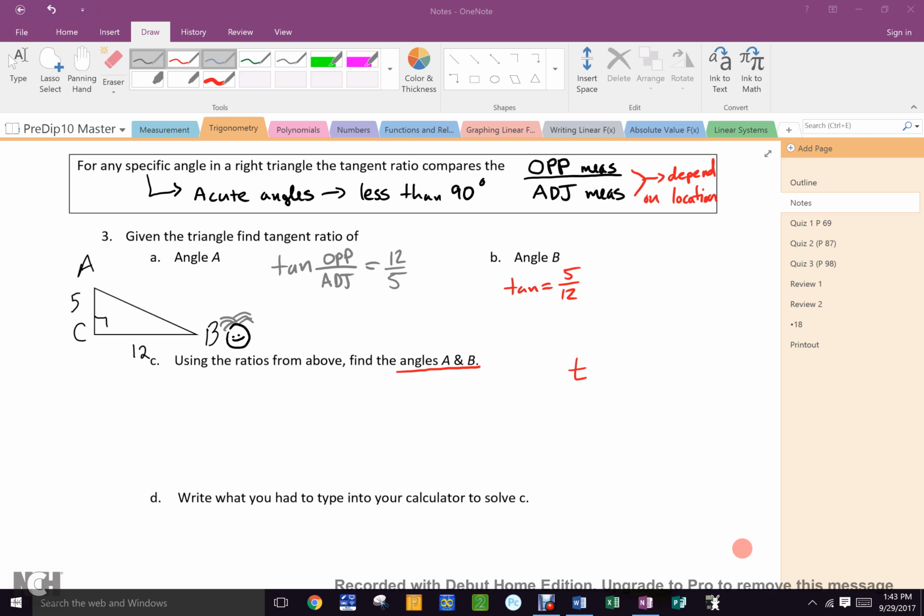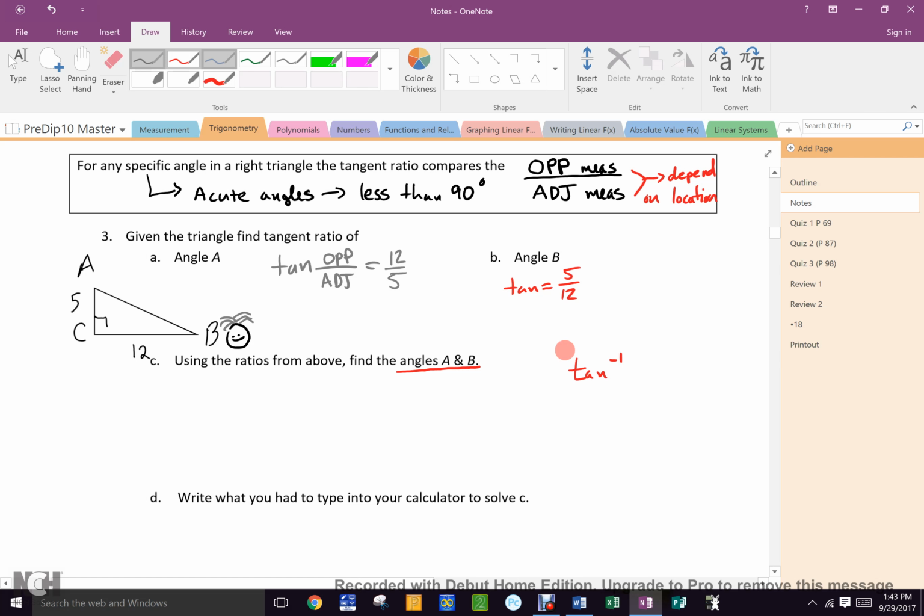Okay. So, not everybody was totally bought into what I was saying earlier. Look back up at the beginning of our notes. Which operation finds us an angle? Oh, the tan -1. Shift tan. So, shift tan finds an angle.